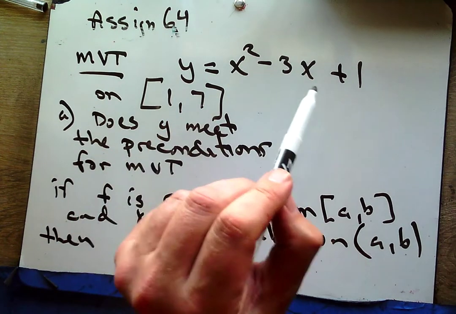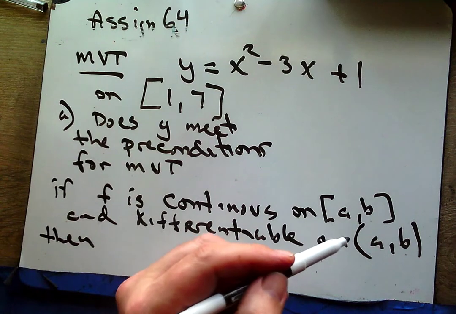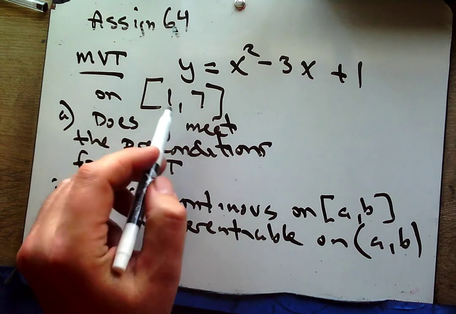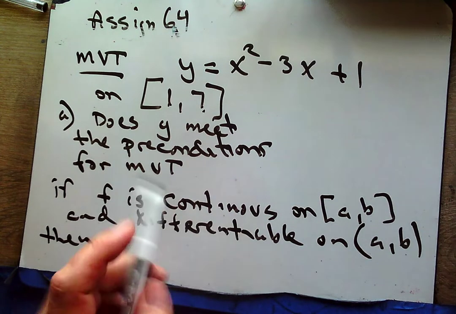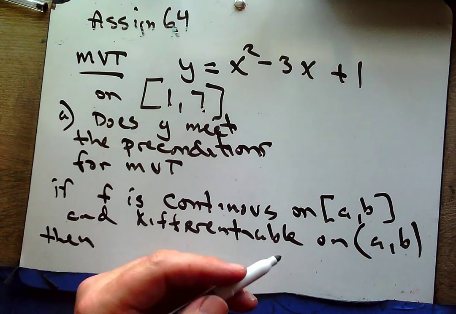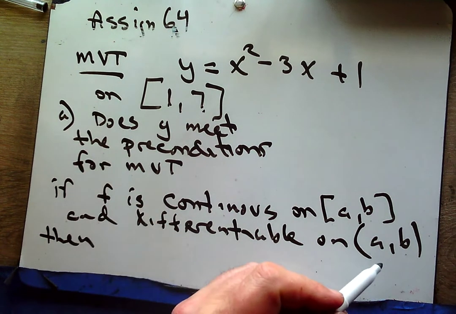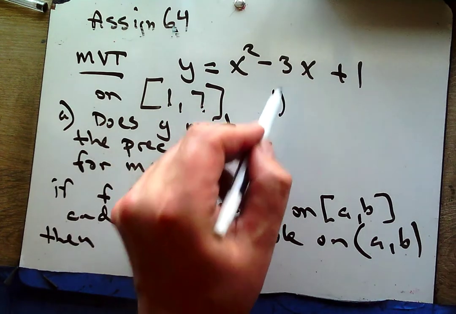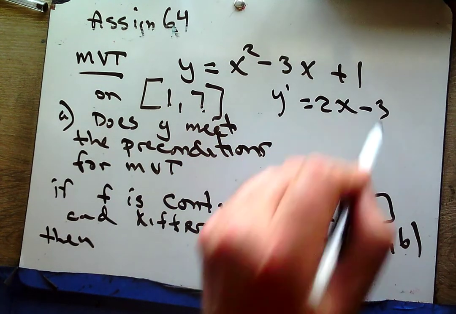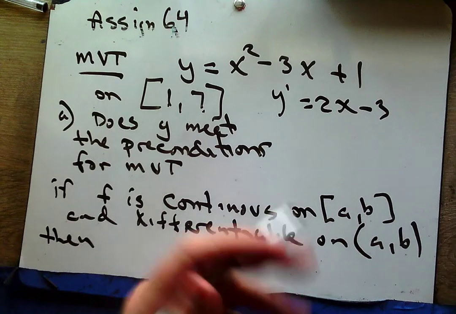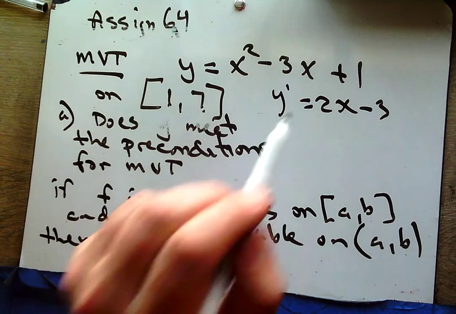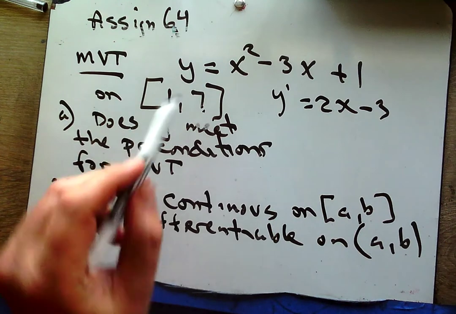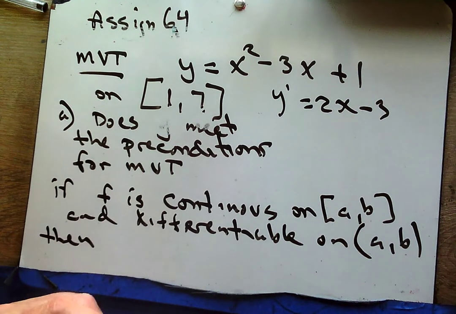This is a parabola. We know a parabola exists from negative infinity to infinity, so certainly our parabola is going to exist from 1 to 7. Good. I know that this is continuous. And what about differentiable? Well, I know the derivative here is going to be 2x minus 3, and that's a linear equation, and that exists everywhere, and it's certainly going to exist on 1 to 7. So I know that the derivative exists for y on 1 to 7.